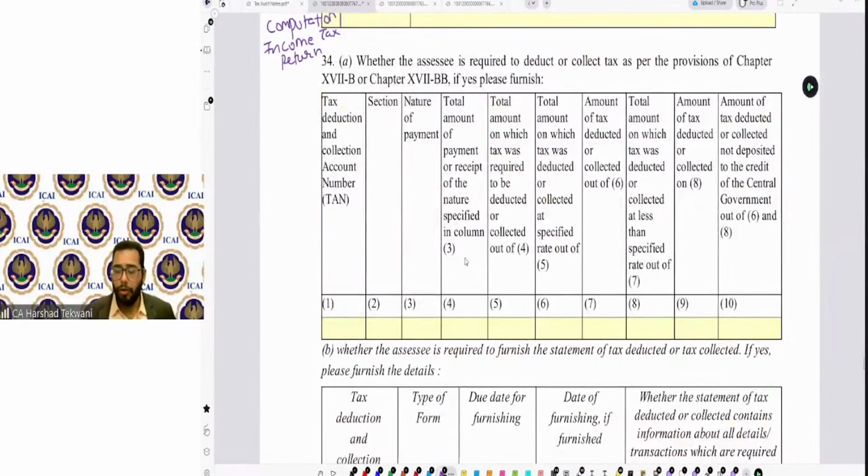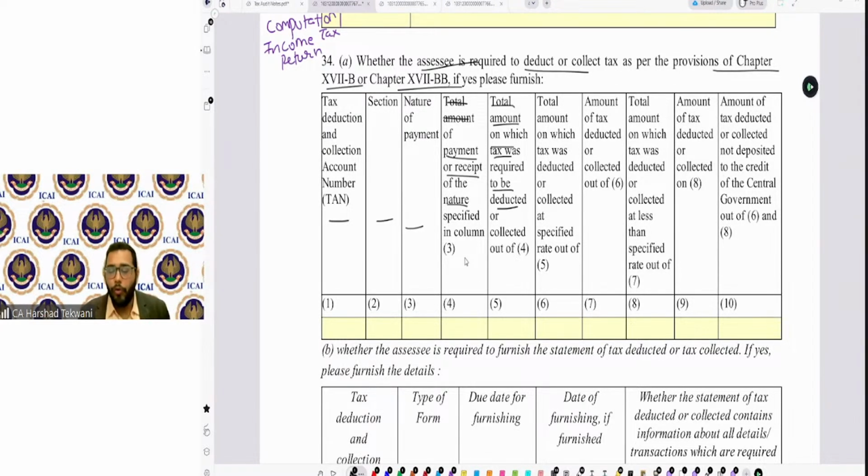Very important clause 34, which talks about amounts whether the assessee is required to deduct or collect tax as per the provisions of chapter 17B or 17BB. Okay, if yes, then details. Like for example, TAN number, section under which the TDS was required to be deducted, nature of payment, total amount of payment or receipt of the nature of the payment which is made, total amount on which tax was required to be deducted.